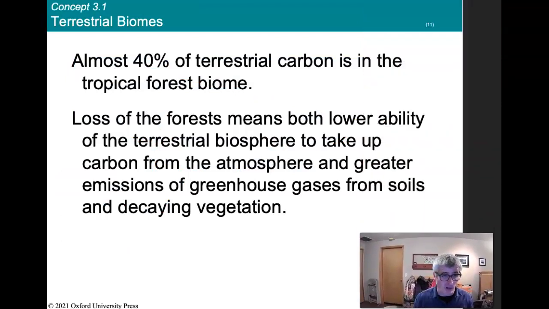40% of the terrestrial carbon is stored within the tropical forest biome, and the loss of these forests means both a lower ability to take up carbon from the atmosphere and greater emissions of greenhouse gas from the soil and decaying vegetation. So frequently it's sort of a one-two punch, removing the ability to sequester carbon and then releasing increased carbon, particularly when we think about moving tropical forests into intense livestock operations.